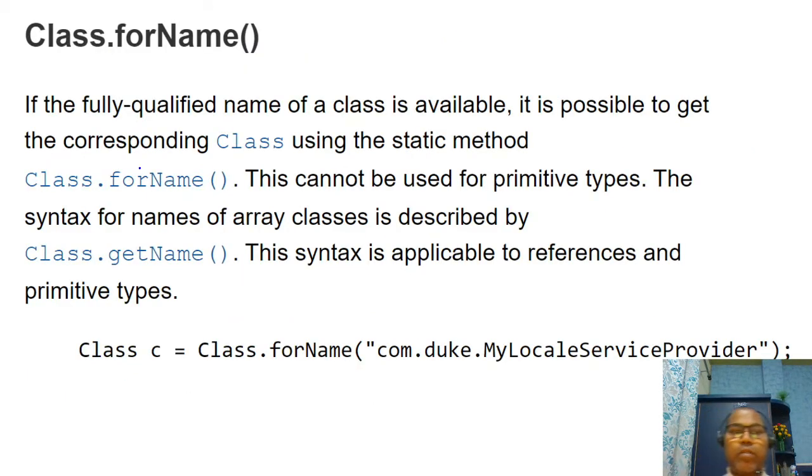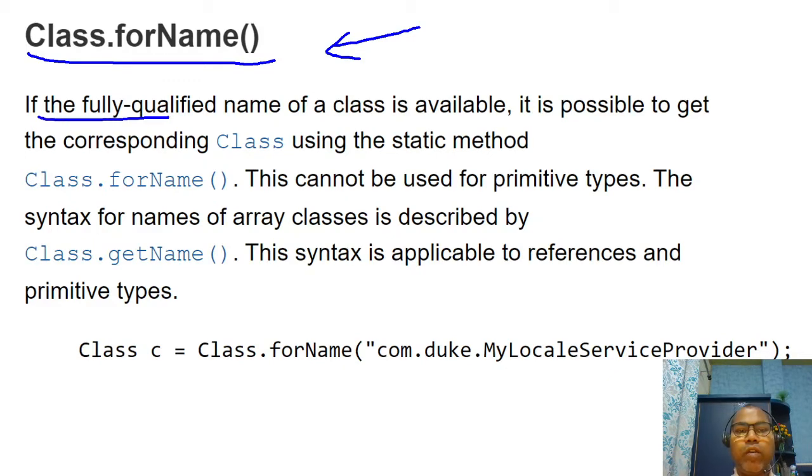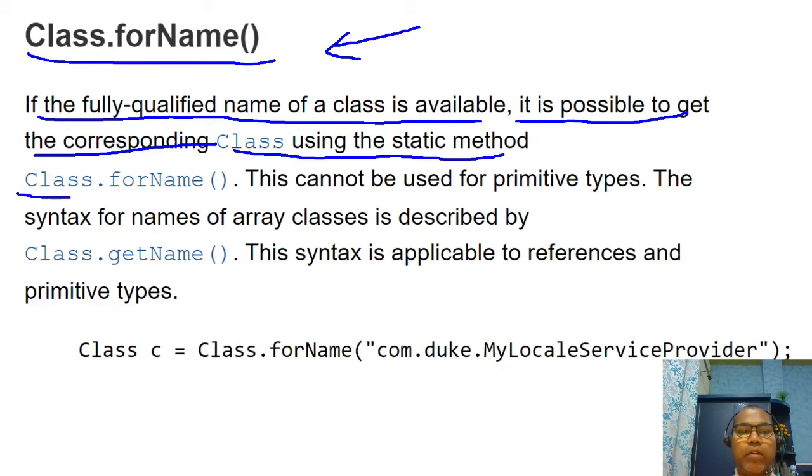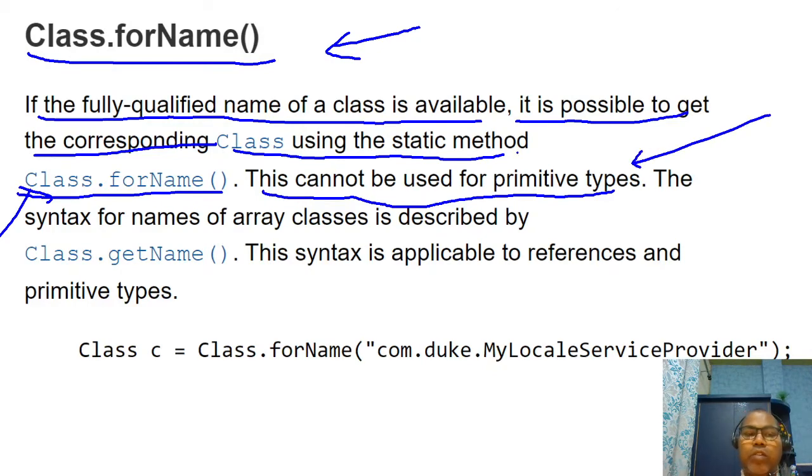Another approach is Class.forName. It is generally useful when the fully qualified name of a class is available. It is possible to get the corresponding class using a static method like Class.forName. The class provides one static method, forName, where you give the fully qualified name. This cannot be used for primitive types, so we ensure that Class.forName is only used for reference types.